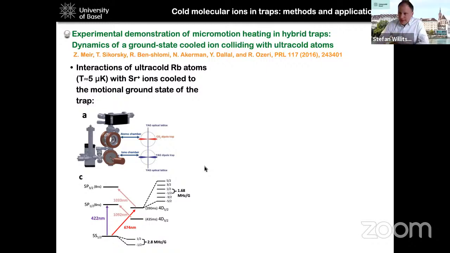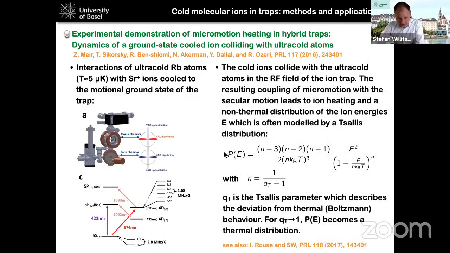And they were then exploring the energetics of these collisions and the ion energy distributions. What it turns out is that the energy distribution that the ion assumes because of this micromotion heating during the collisions is not a thermal distribution, because it's not a system in thermal equilibrium. The system is always driven by the RF fields. So it's non-equilibrium thermodynamics that we are talking about here.